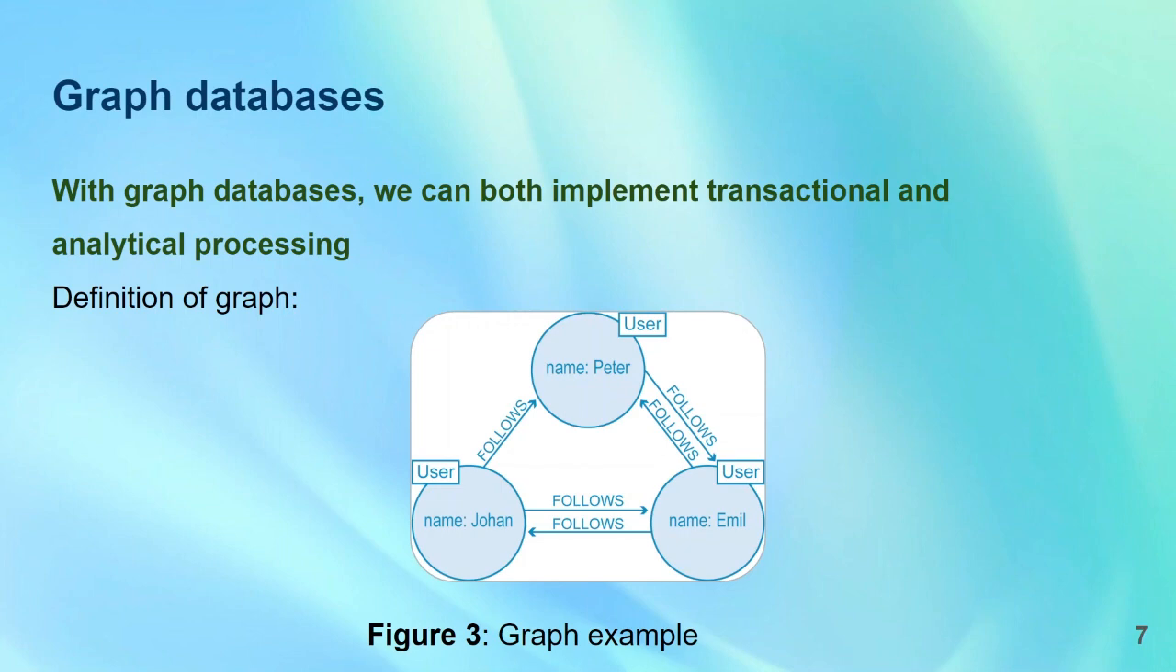Graph databases are able to implement both transactional and analytical processing. A graph database is represented by nodes and edges. Nodes are these circles as we see in the picture. They represent entities. Edges are the relationships between them. This structure is particularly useful for applications involving complex relationships like social networks or recommendation systems.